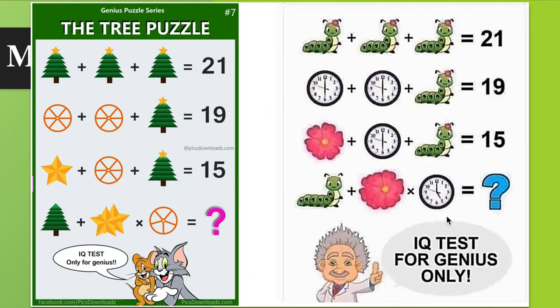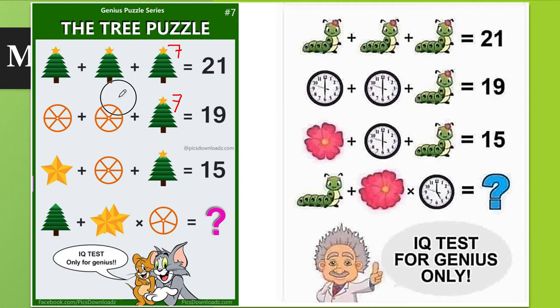This you can see a lot of times on Facebook. Let's try to answer this puzzle. Actually, they're of the same value or the same pictures. So we have 3 Christmas trees are 21, telling us that one Christmas tree is equal to 7. And since we know that this is 7, 2 wheels here plus a Christmas tree, which is 7, is equal to 19. So we need to deduct 7 from that 19. That's going to give us 12.